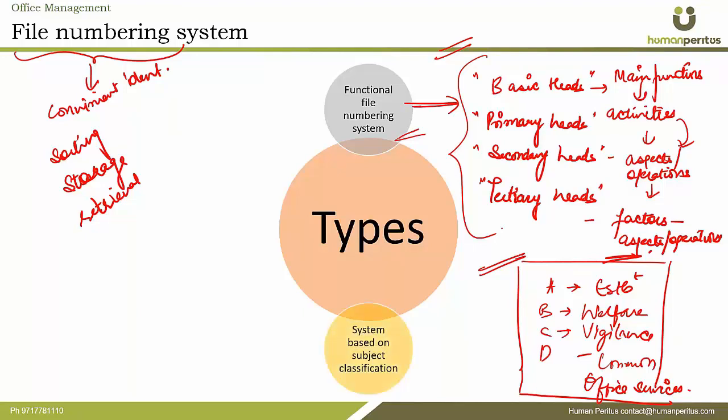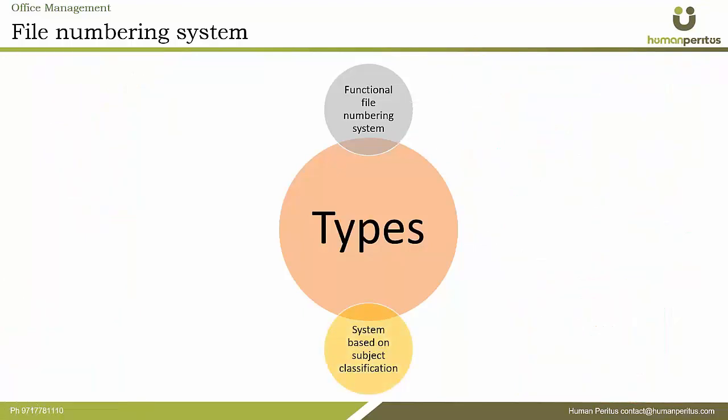Now let us understand another type of numbering system, based on subject classification. This is also called the conventional file numbering system. Conventional, why? Because it has been in use for many years until the functional file number system was introduced. So under this system, what exactly was there? The file numbering system for every department, and in every department for every section for that matter, was different.